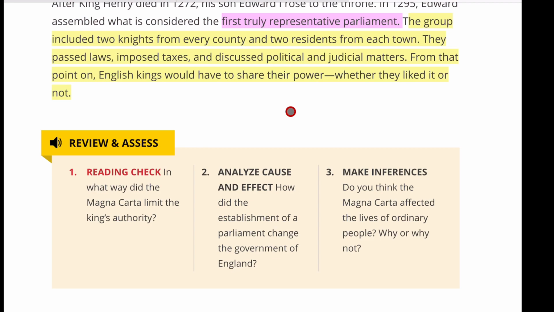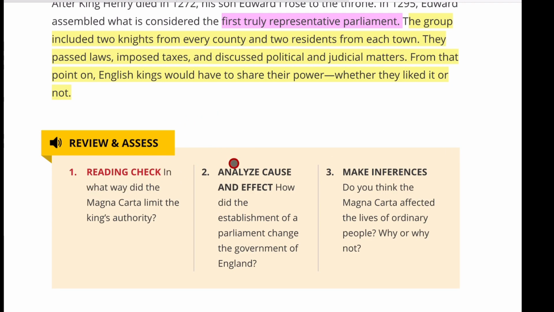Now let's go to the review and assess questions. For number 1, reading check. In what way did Magna Carta limit the king's authority? And for number 2, analyze the cause and effect. How did the establishment of the Parliament change the government of England? And for number 3, make inferences. Do you think that Magna Carta affected the lives of ordinary people?